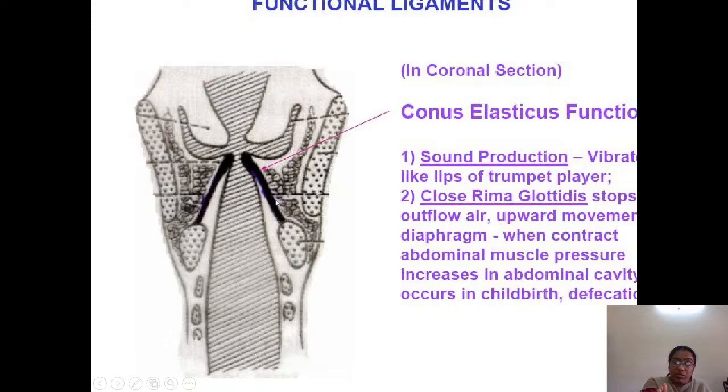It is present when you see the interior of the larynx, you will come across it here. I am saying only a part of what is needed for you, but you have to remember there is one more ligament which is called the conus elasticus, which is helpful for production of sound.